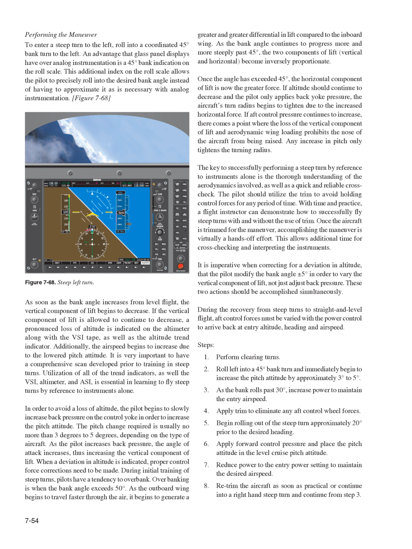In order to avoid a loss of altitude, the pilot begins to slowly increase back pressure on the control yoke in order to increase the pitch attitude. The pitch change required is usually no more than 3 degrees to 5 degrees, depending on the type of aircraft. As the pilot increases back pressure, the angle of attack increases, thus increasing the vertical component of lift. When a deviation in altitude is indicated, proper control force corrections need to be made.